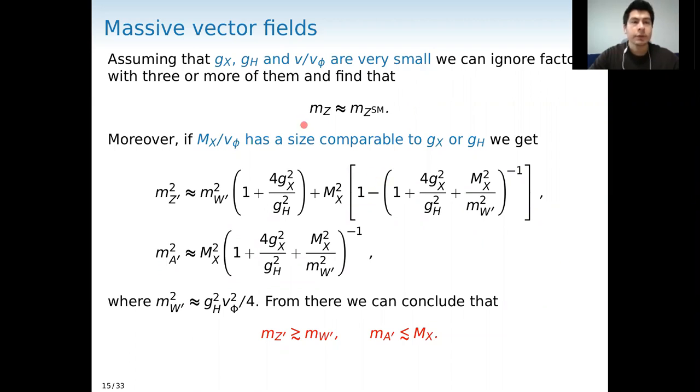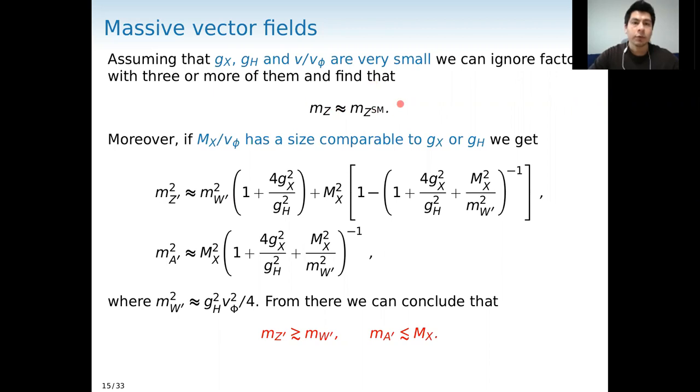For the masses of these vector fields, if we assume that gX and gH are very small numbers, and also that b is very small compared with b_phi, we can ignore factors of three or more of them. And what we find is that the mass of the Z is very close to the mass of the Z as if we were having just the standard model.